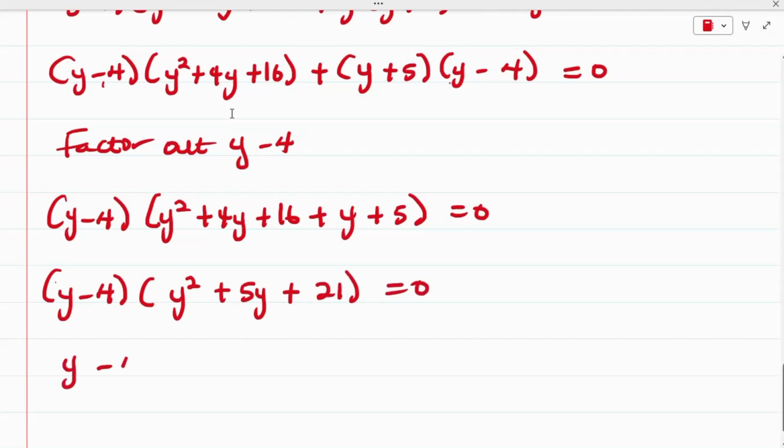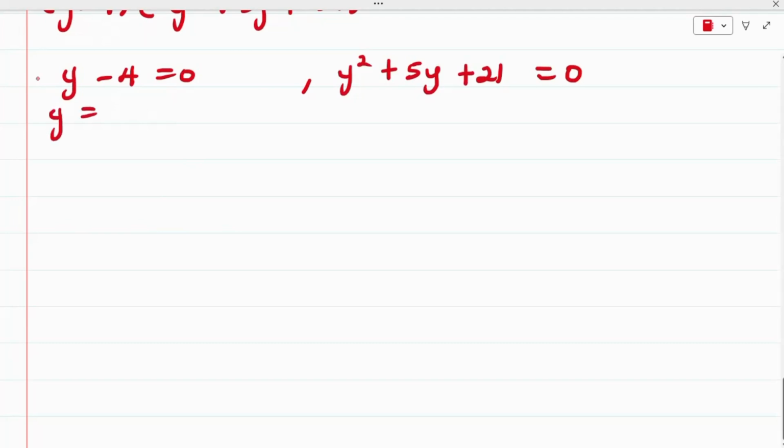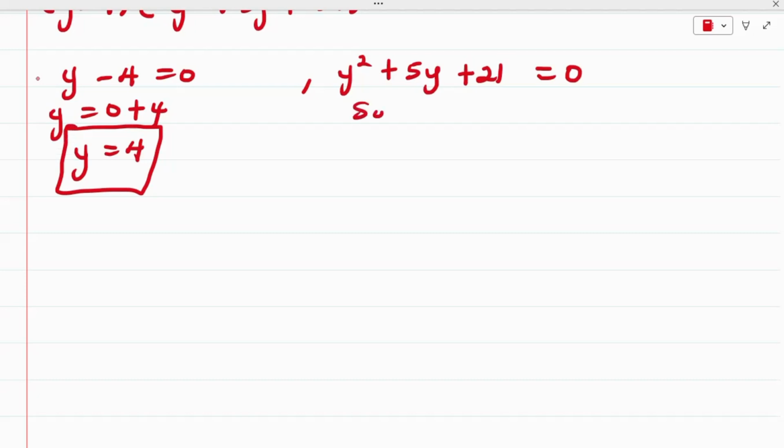So from here we have y minus 4 is equal to 0, and y squared plus 5y plus 21 is equal to 0. So at this point we have y is equal to 0 plus 4 and y is equal to 4. So we have the value of y right here. So for this we are going to solve using the quadratic formula.